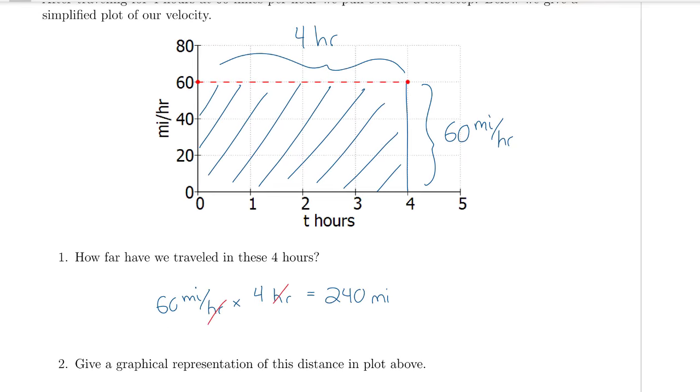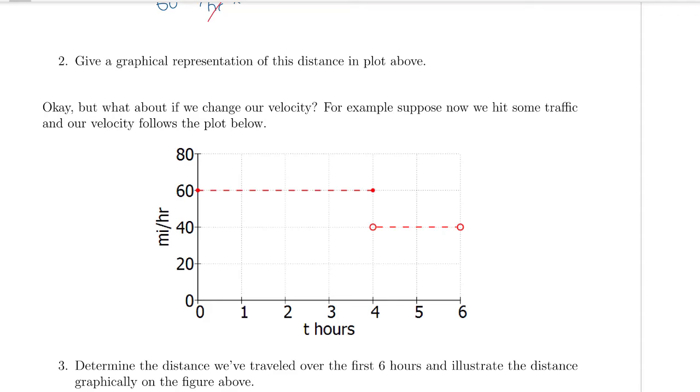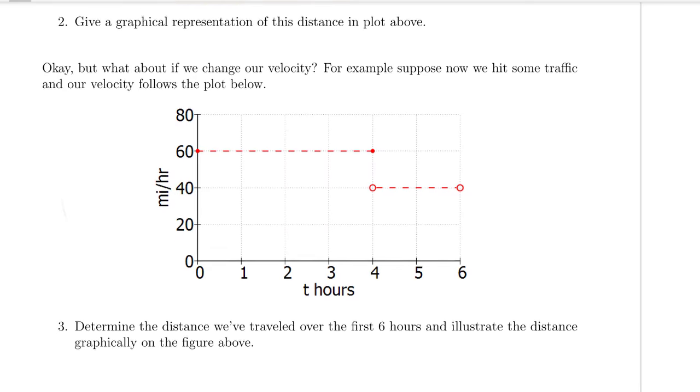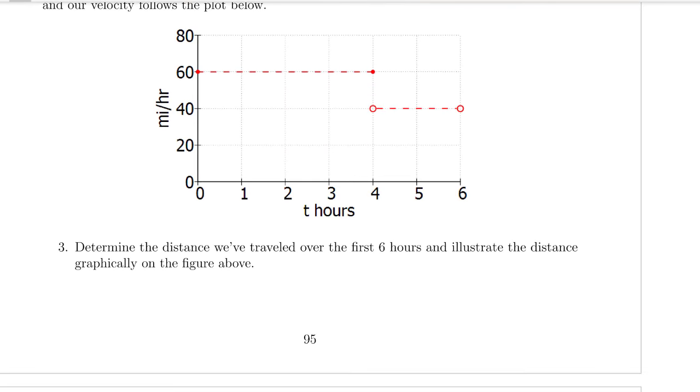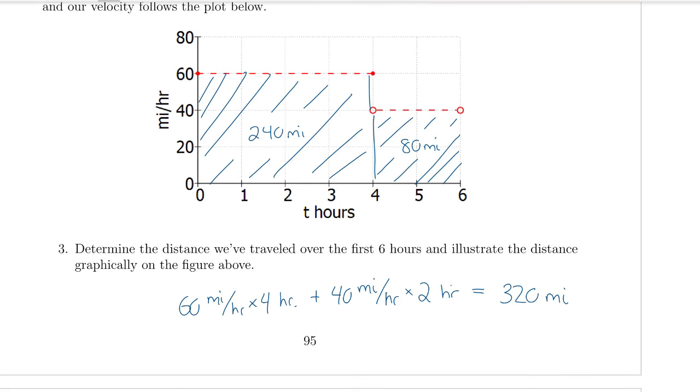The graphical representation of this distance is the area under the curve. So if we have any velocity curve, the area under the curve represents our net change in distance over that time period. Typically our velocity is not constant, so let's now suppose for the next 2 hours we were stuck in some traffic and we only traveled at 40 miles an hour, and so that would be represented by this piecewise function here. After 6 hours we can still understand our change in distance as the area under the curve.